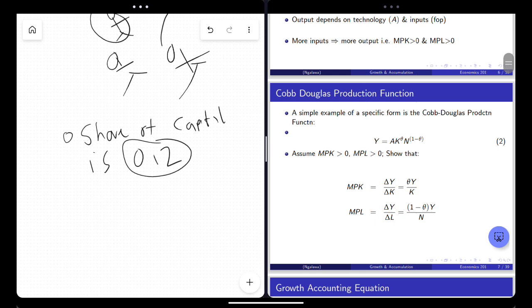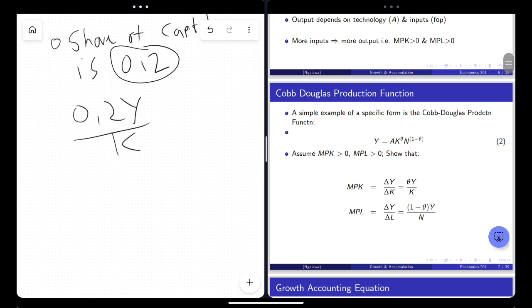So share of capital is 0.2, it makes sense. Capital is 0.2, and labor would be 0.8, but we don't need to know that now. All we need to know is theta is 0.2. So in the MCQ, there'll be options like 2y over 2k, 1y over k, and you'll wonder how to do this. Whatever you've got, just put it in the equation. We've got theta to be 0.2, so 0.2y over k. Then in the MCQ you'll find you have no option like this.